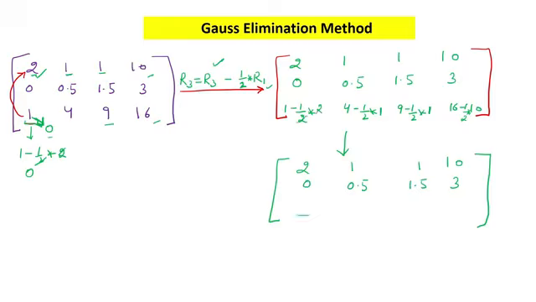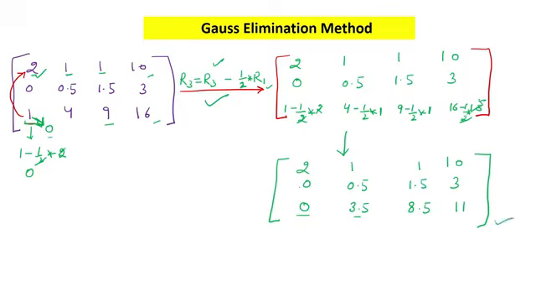So 2 are cancelled, so here I will get 0, and here I will get 4 minus 0.5, that is 3.5. Here I will get 9 minus half, that is 9 minus 0.5, that is 8.5, and here I will get 16 minus 5, that is 11. So after applying this operation, I have got this matrix.